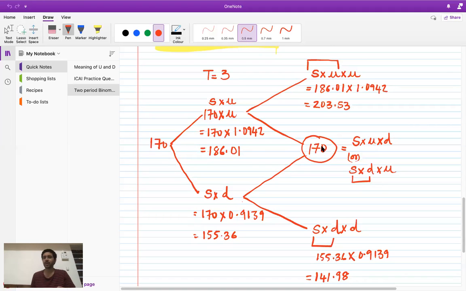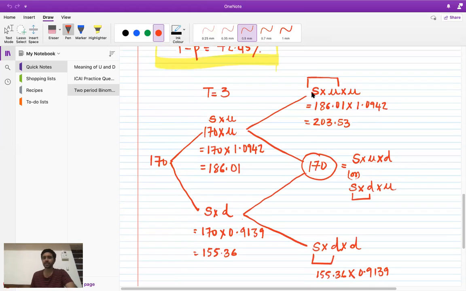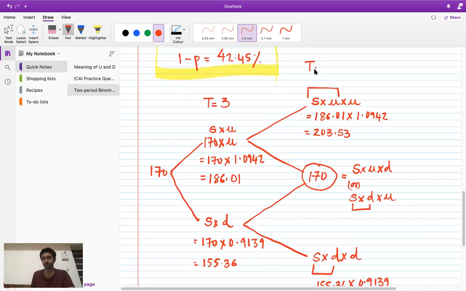Don't be surprised when you actually see that 170 is the price at t equal to 6. By the way, this is at t equal to 6. Let me make it clear. Don't be surprised that this 170 is actually equal to the current spot price. The reason is that S into u into d, where d is nothing but 1 by u, means 1 by u and u get cancelled to give you finally S, which is nothing but the current share price. So don't be surprised. It has to be 170 logically.